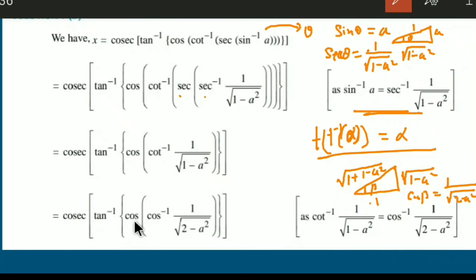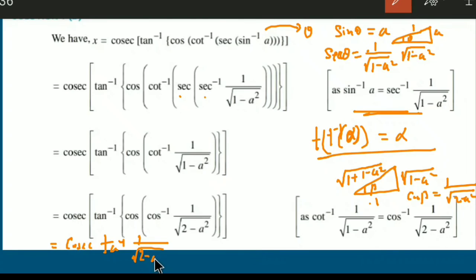Now you can apply cos of cos inverse 1 upon under root 2 minus A square, so simply this result will be 1 upon under root 2 minus A square, and that will be tan inverse of it, so it will become cosec of tan inverse. So simply you can write 1 upon under root of 2 minus A square.